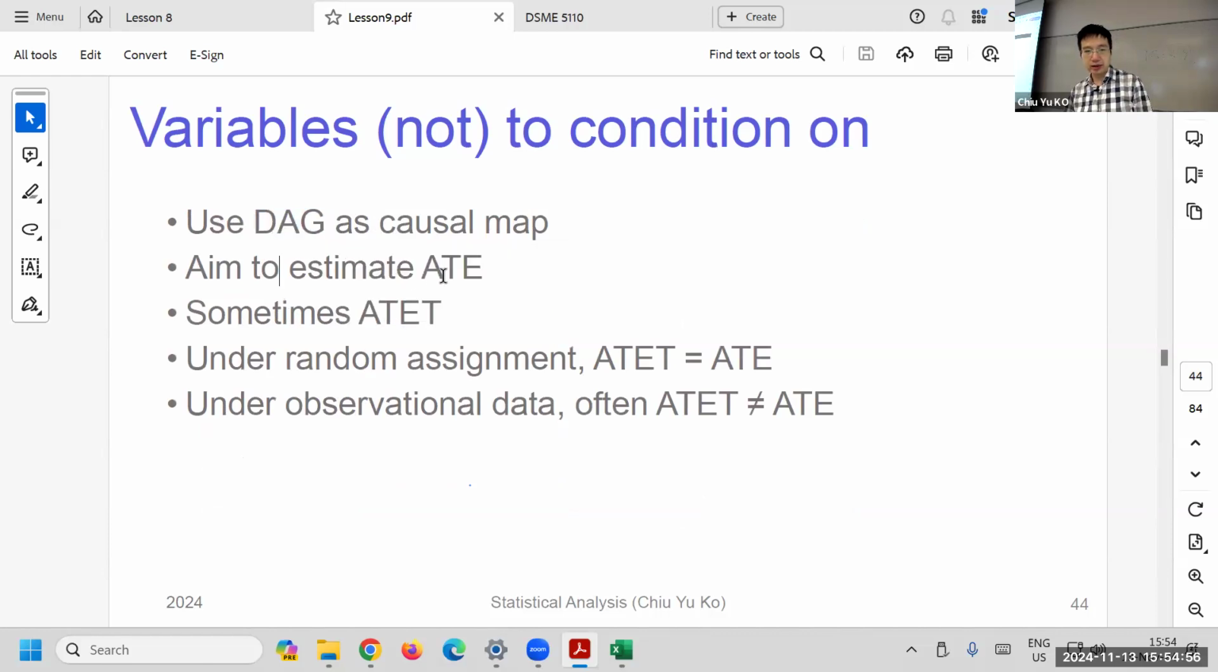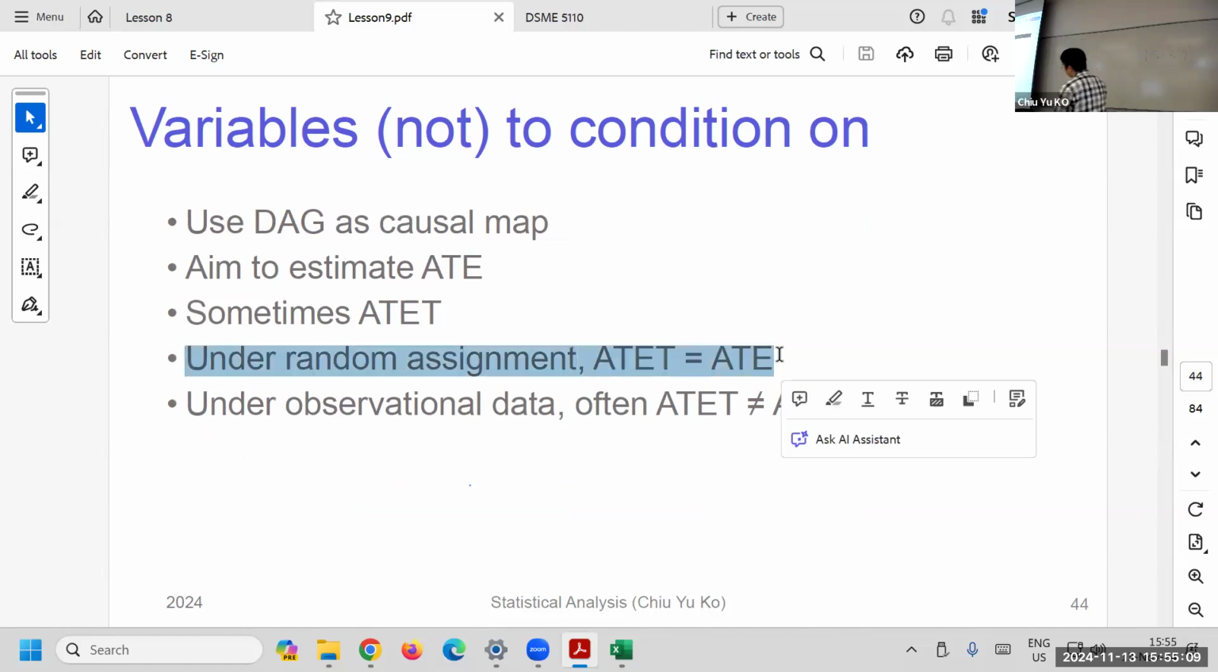And to estimate that, ATE, and sometimes we have to do ATET, but if you have random assignment, you can do that. Otherwise, you have to rely on this. So that means that if you are doing the experiment, you can do it, no problem. But if you have not, then you have to be very careful.